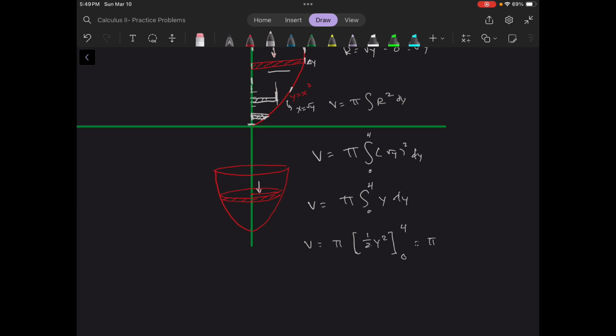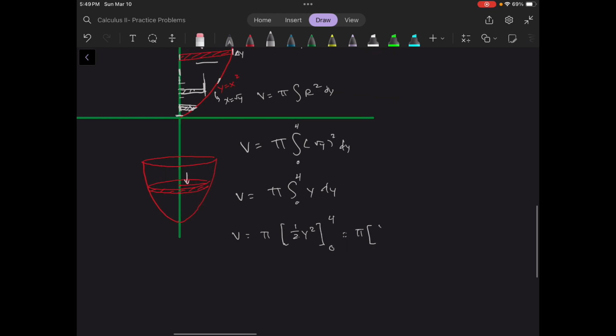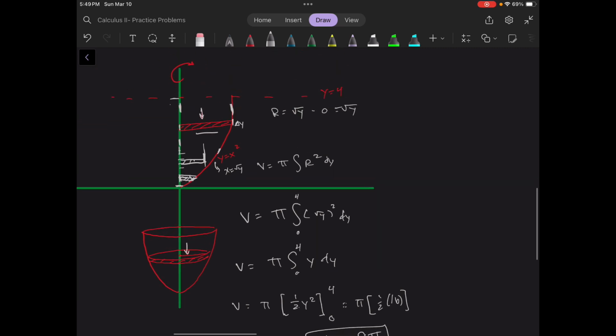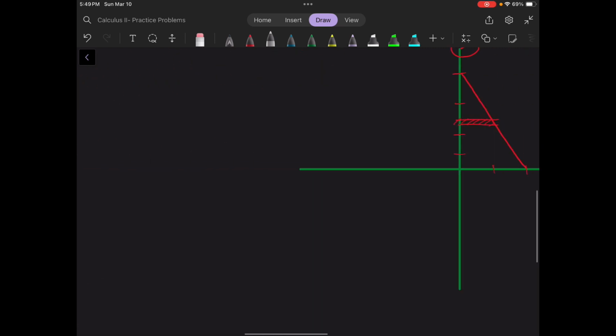So it's going to be pi times 1/2. 4 squared is 16. So it's going to be 16 halves pi, or 8 pi. We don't really care about the units, and we're okay to leave it in pi because this is calculus, not physics. Okay, so let's look at another problem.